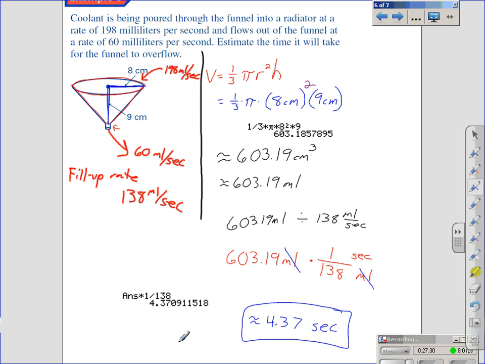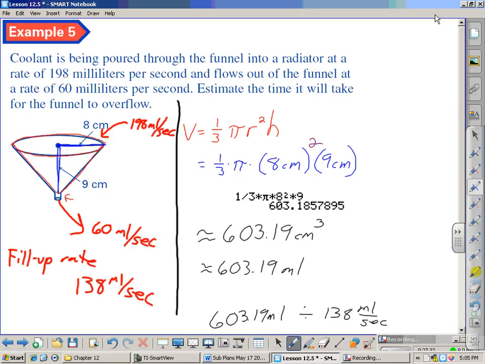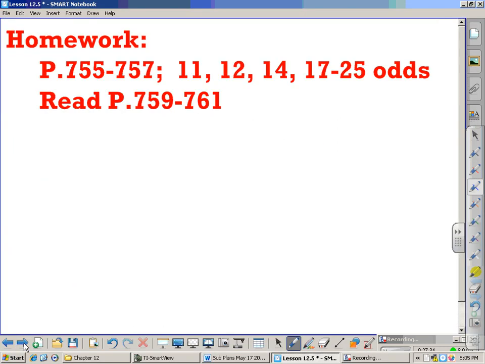So now all that's left to do is to give you your homework. This homework, if you look at it, is page 755 to 757, 11, 12, 14, 17 through 25, the odds. A lot of odd problems. Now with this homework, I'm well aware, as you're probably well aware, that the answers are in the back for odds. So what I want you to do is try these problems, and then before you come to class, check your answers. Obviously, you can't do it on 12 and 14.